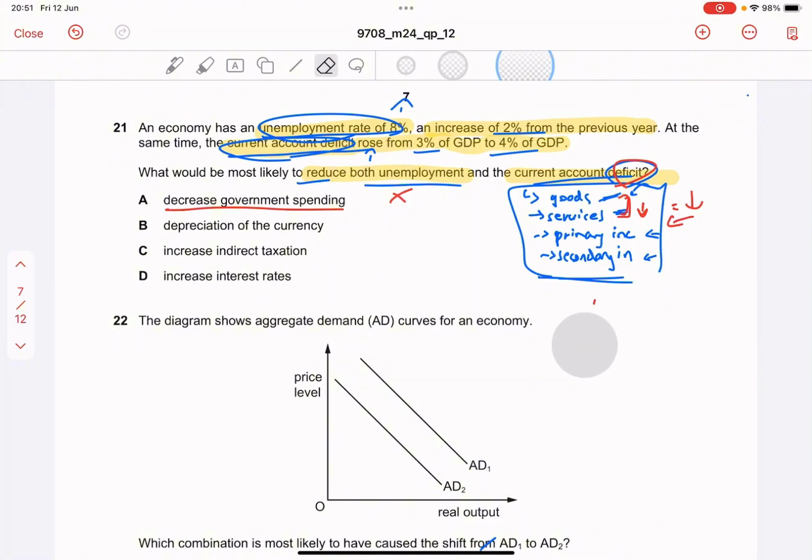So that can't be it either. So we're going to cross that off. That cannot be our option.